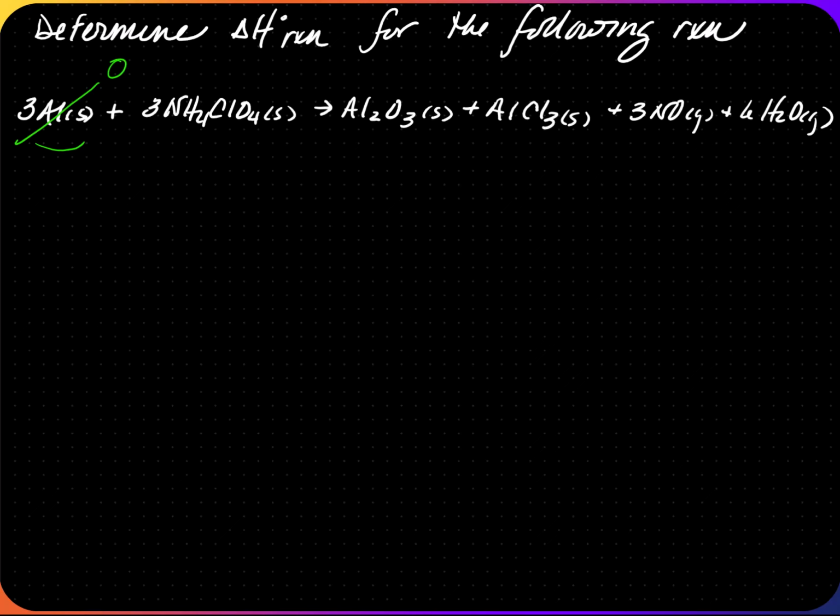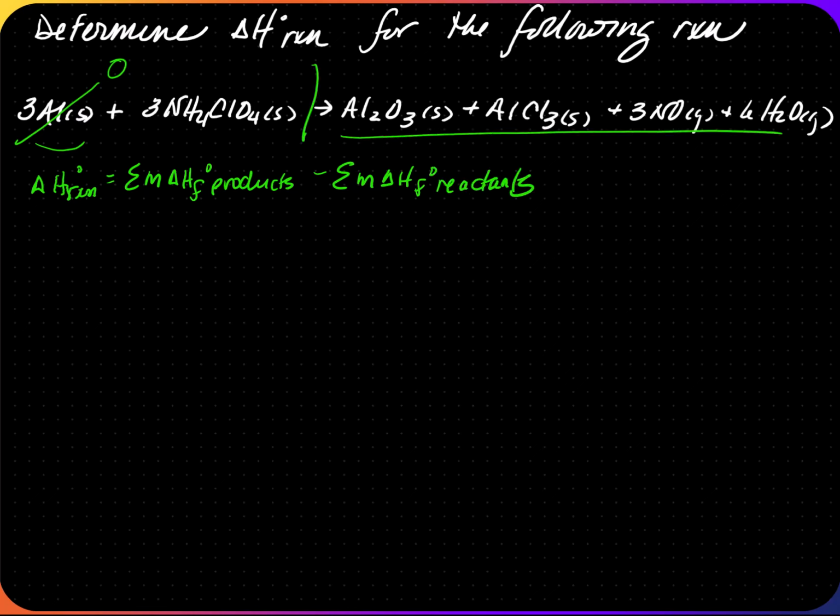So now I write my equation. The general equation is delta H of the reaction is going to equal the summation of the moles times delta HF naught of the products minus the summation of the moles times the delta HF naught of the reactants. We know that everything to the right of the arrow is the product, and anything left of the arrow is the reactants.